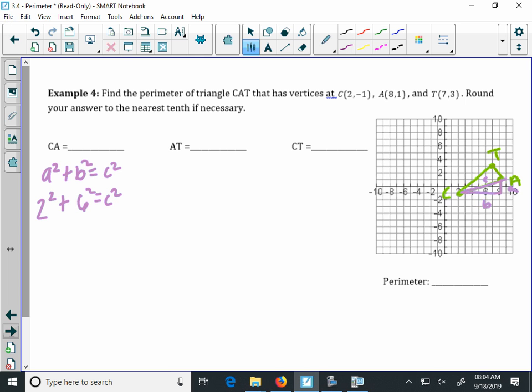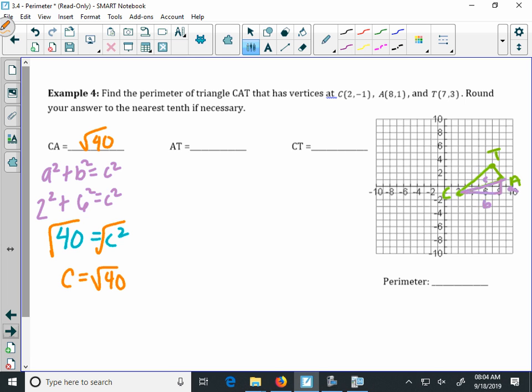What is 2 squared plus 6 squared? 2 squared plus 6 squared? 40. What do we have left to do? Square root. Do not forget to do that. Again, do not round here. Just leave it as radical 40.